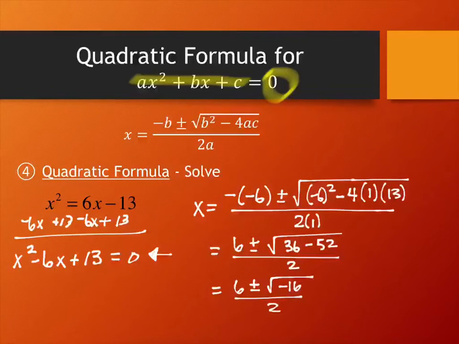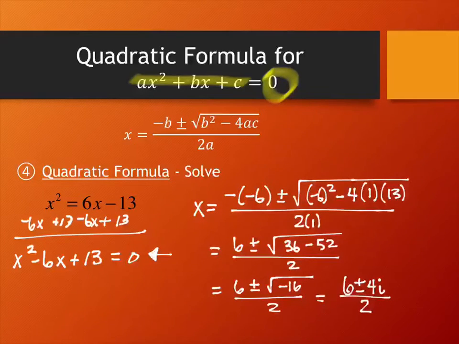So if I see my negative 16 underneath my radical, then we're back in what we did in chapter P. What is the square root of negative 16? 4i, yeah. So we have 6 plus or minus 4i. Looks kind of like a u. Let's try that again. I over 2.